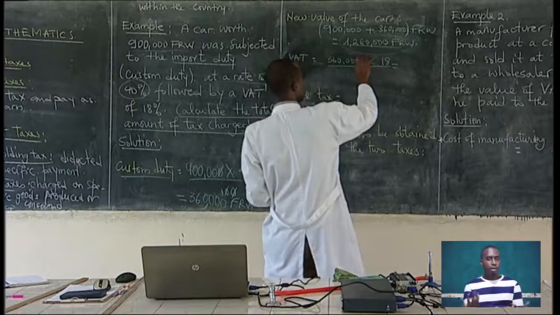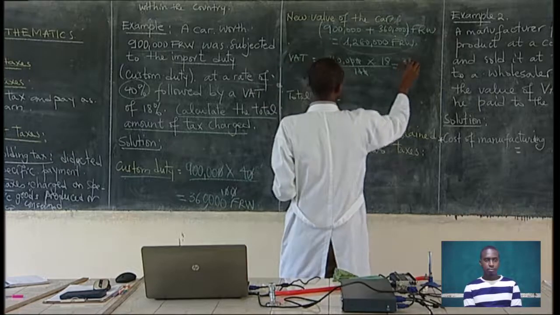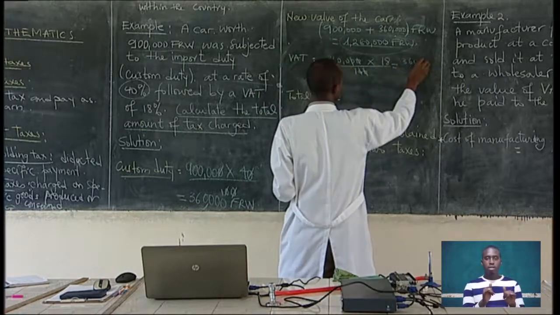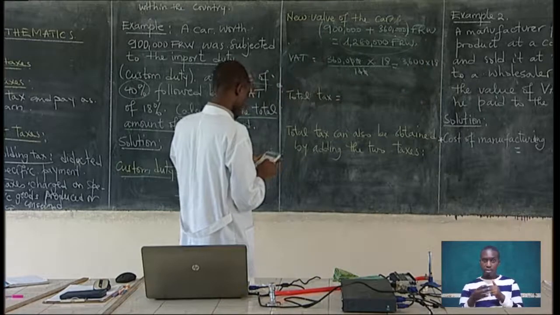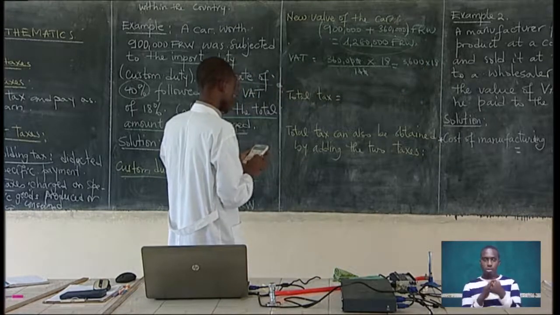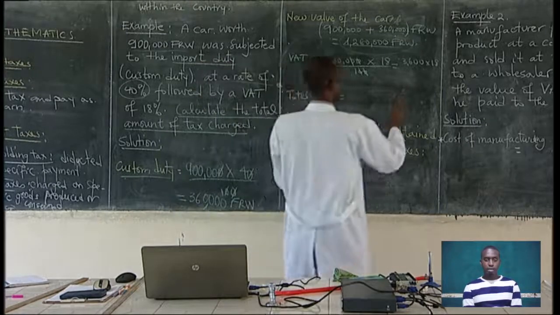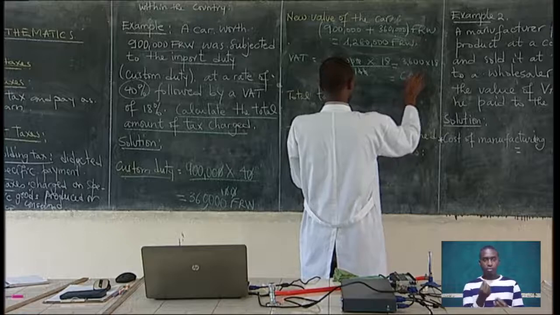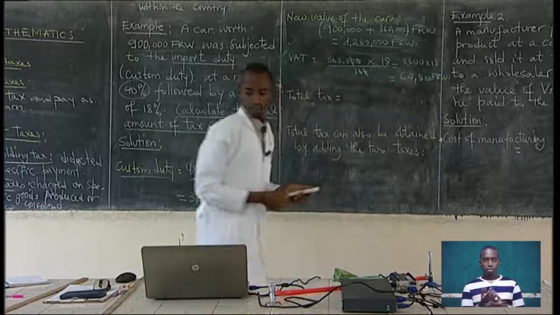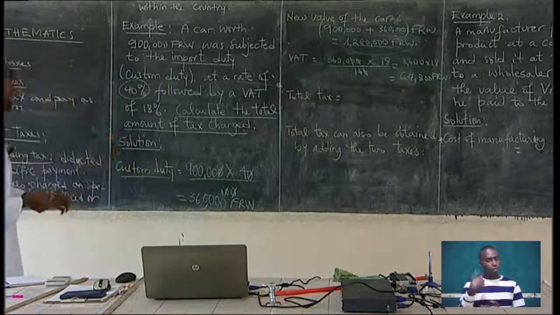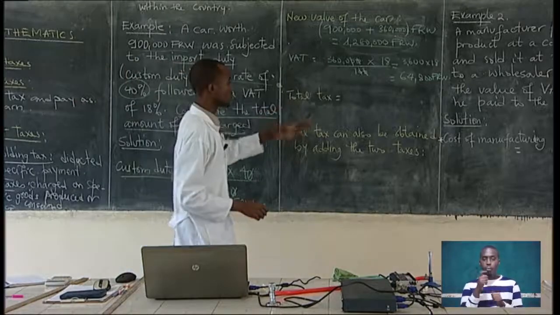You need to cancel this one with this, and this one with that one. We remain with 360 and the 2 zeros over there times 18. What do you get? We get 600 times 18. You get this money, 64,800 Rwanda francs as VAT. So after getting that, you need to look at the total tax.